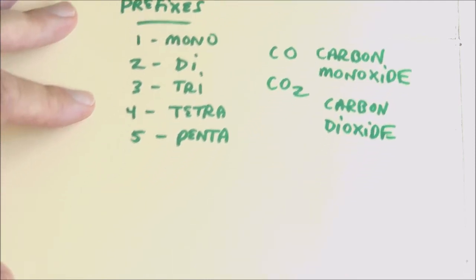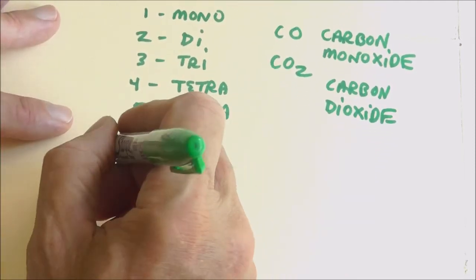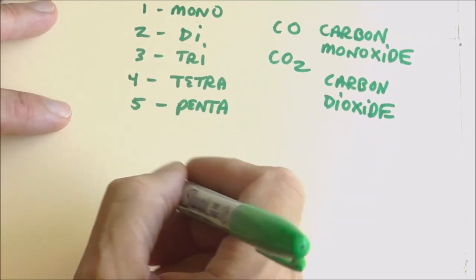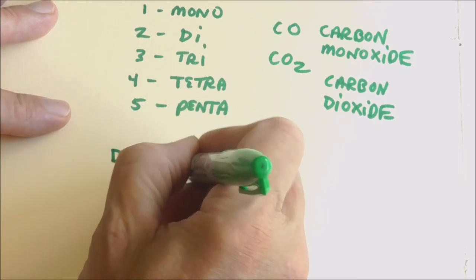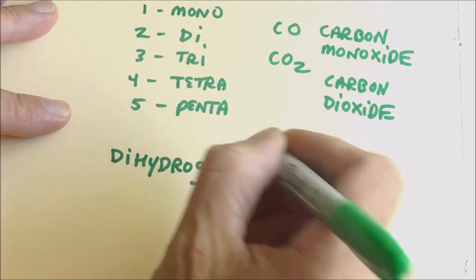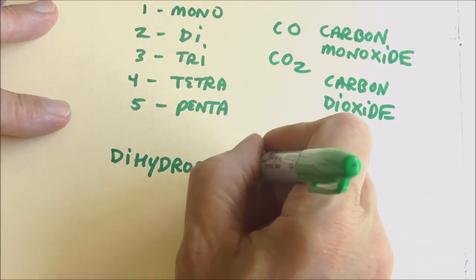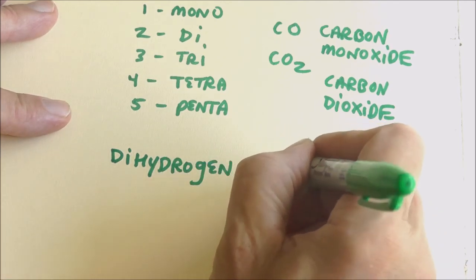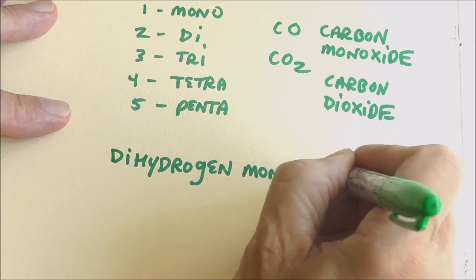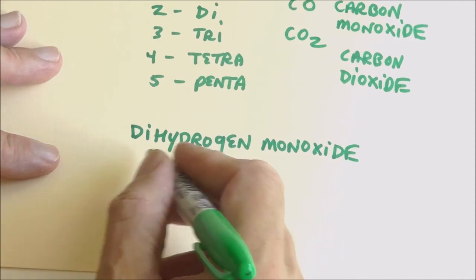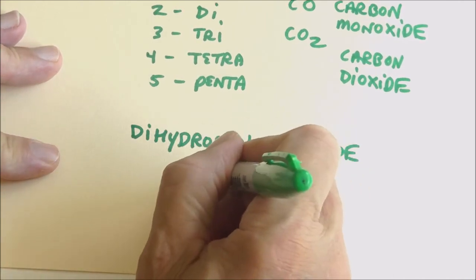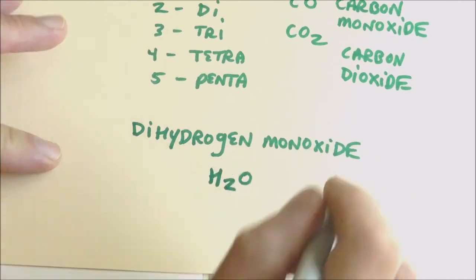Fair enough? Now, let's find, how about this? Dihydrogen monoxide. What is that? See, it's easy when you go from, you know, that would be two hydrogens.